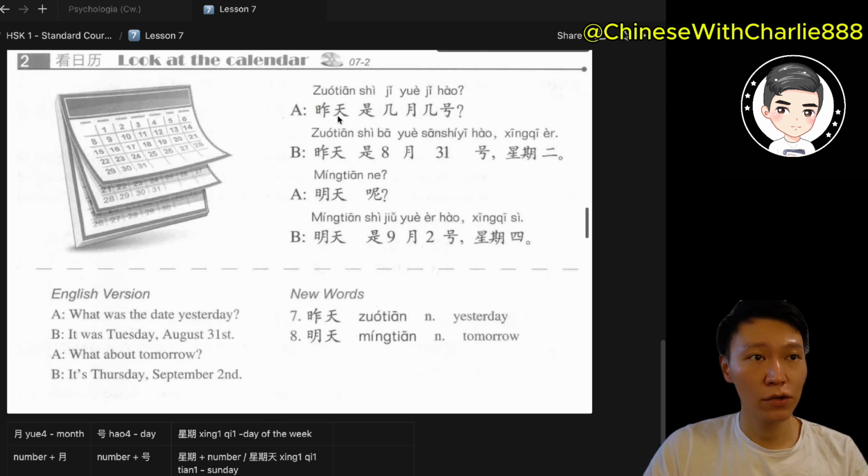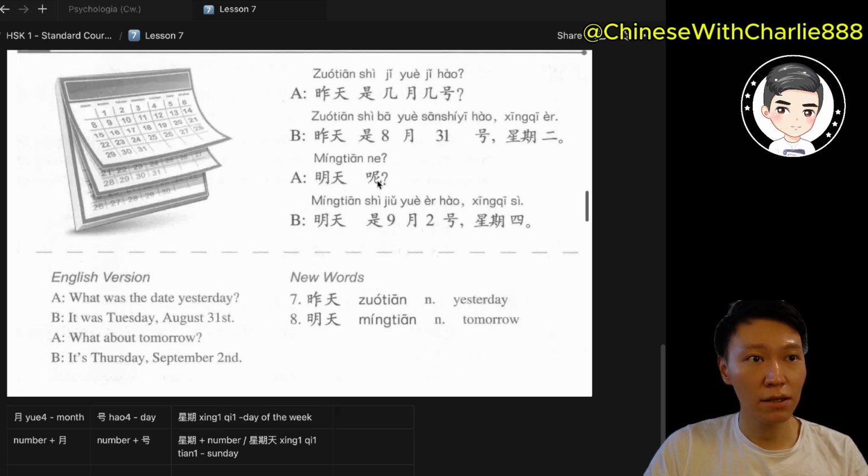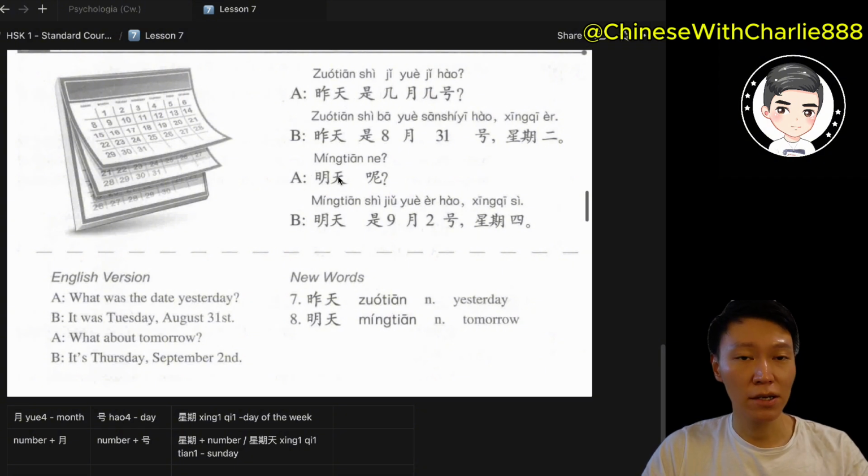So I will explain it one more time. 昨天, yesterday, 是几月几号? What was the date yesterday? 昨天是8月31号. Yesterday it was August 31st. 星期二, Tuesday, the second day of the week. 明天呢? What about tomorrow? This "ne" is very common when we ask about the same type of question to people. Since A asked about yesterday's date, and then A wants to ask about the same type but refers to tomorrow, we use "ne" to replace the whole question.